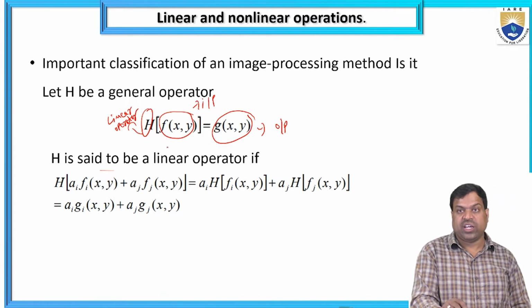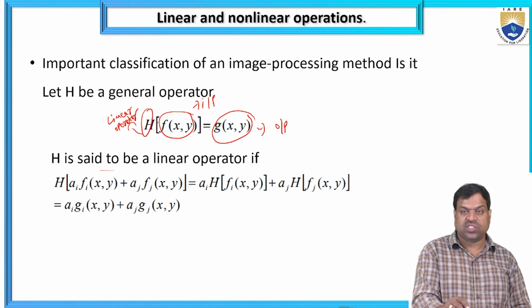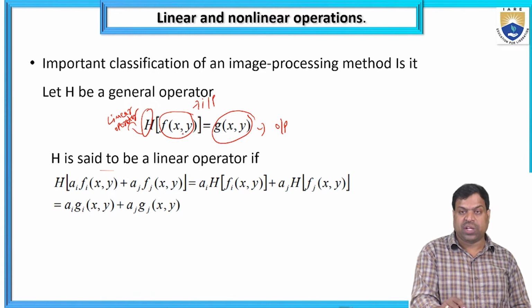So capital H of f of x comma y equal to g of x comma y. The classification of the image processing method is that capital H is a general operator. It is multiplying with the input image. So the input image with the linear operator gives the output g of x comma y.